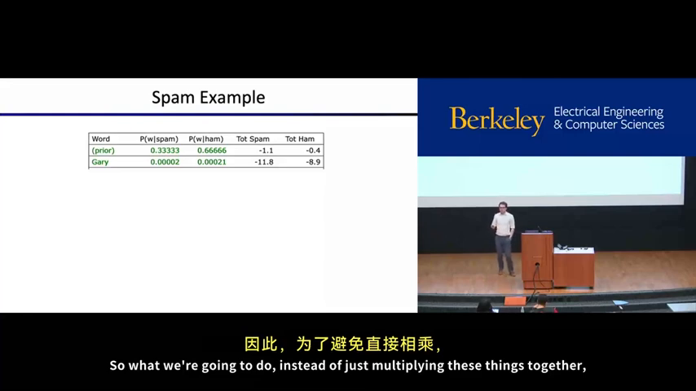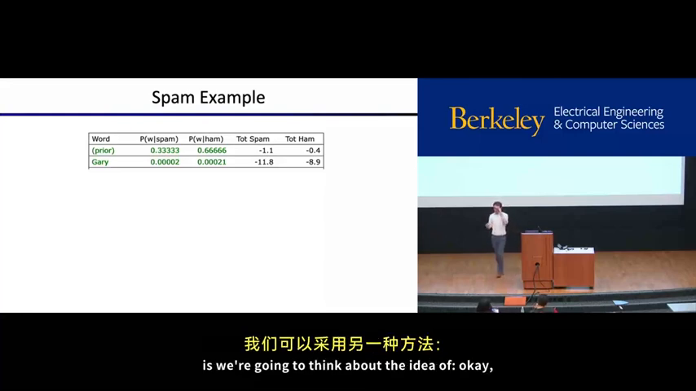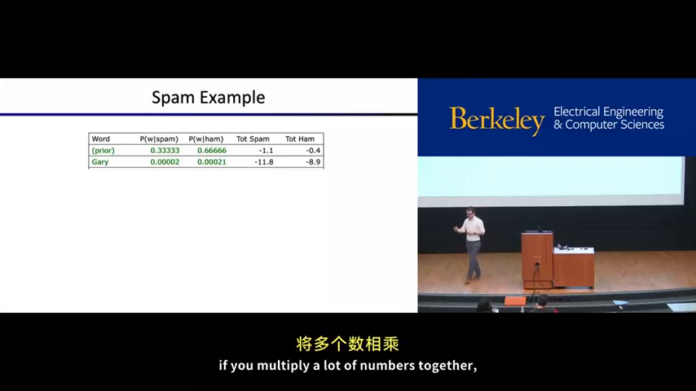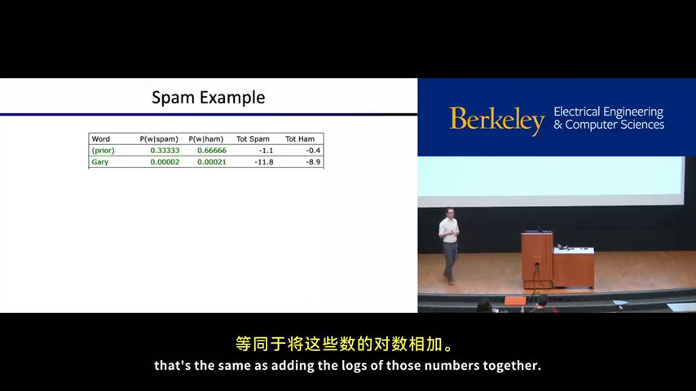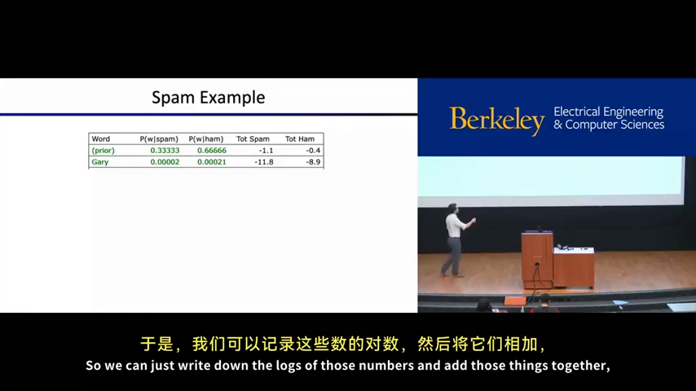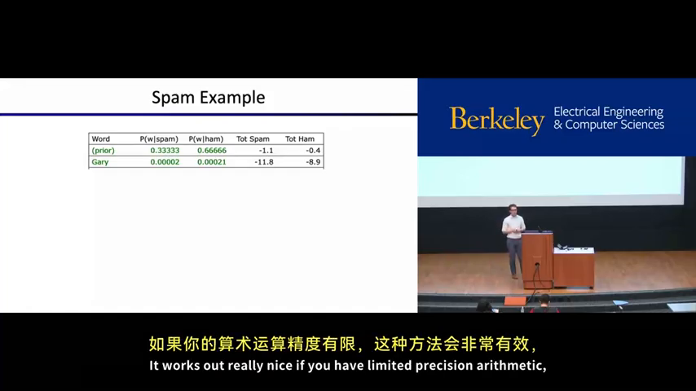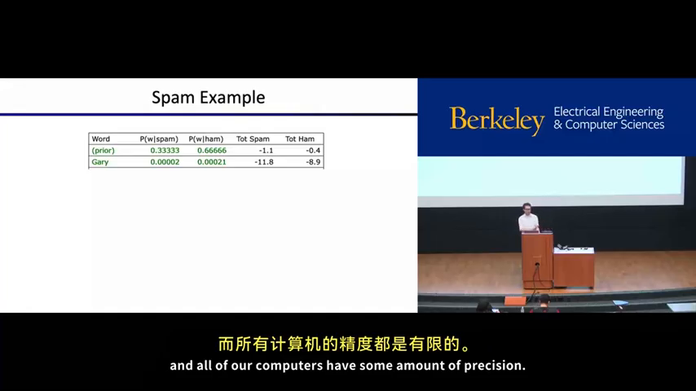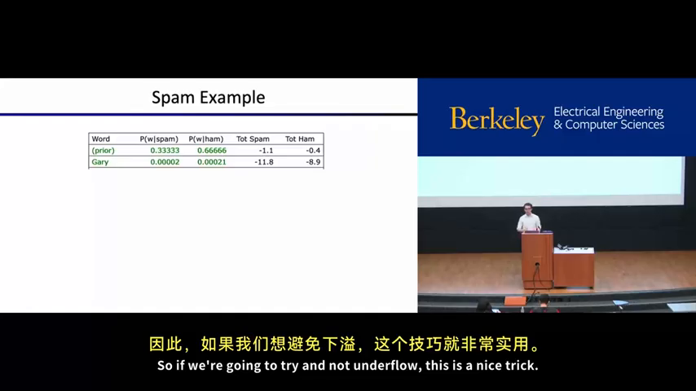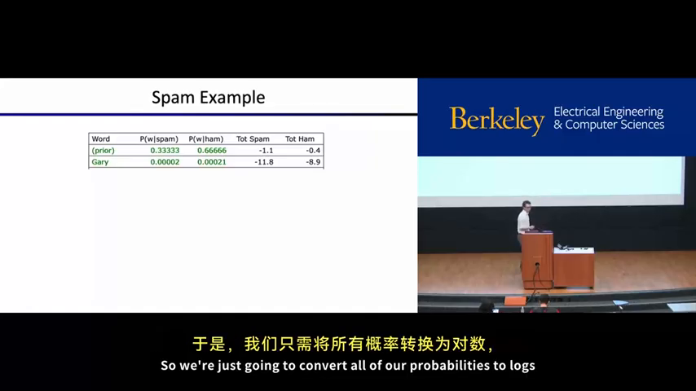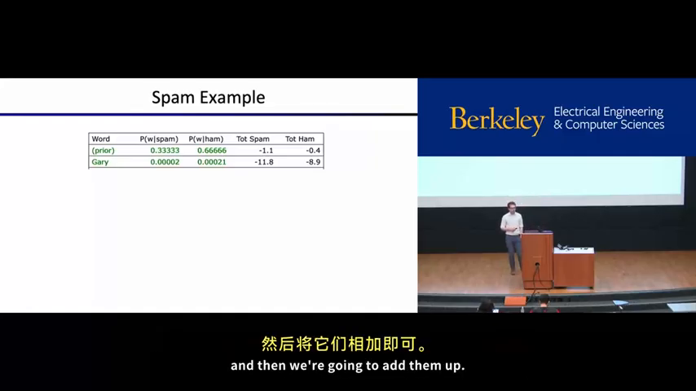So instead of just multiplying these things together, we're going to think about the idea that if you multiply a lot of numbers together, that's the same as adding the logs of those numbers together. So we can just write down the logs of those numbers and add them together, and then hopefully it won't underflow. This is just a math trick. It works out really nice if you have limited precision arithmetic, and all of our computers have some amount of precision. So if we're going to try and not underflow, this is a nice trick.